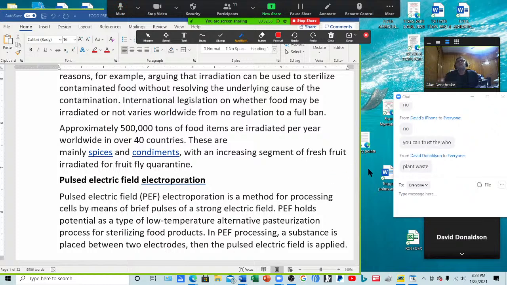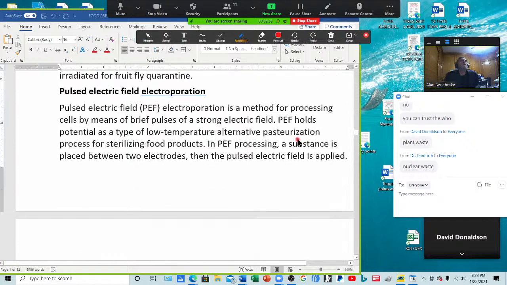Plant waste. Exactly, from nuclear plants. You got it. That's exactly where it is. They can't figure out what to do with it. So guess what? They sell it to us to use the irradiation in our food. Wow. Okay.